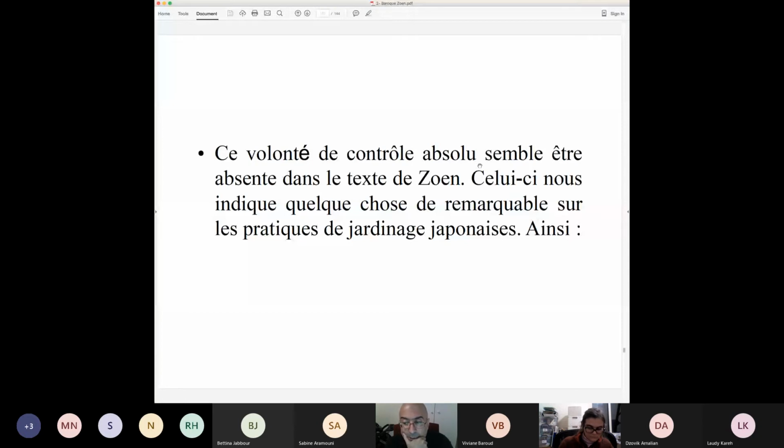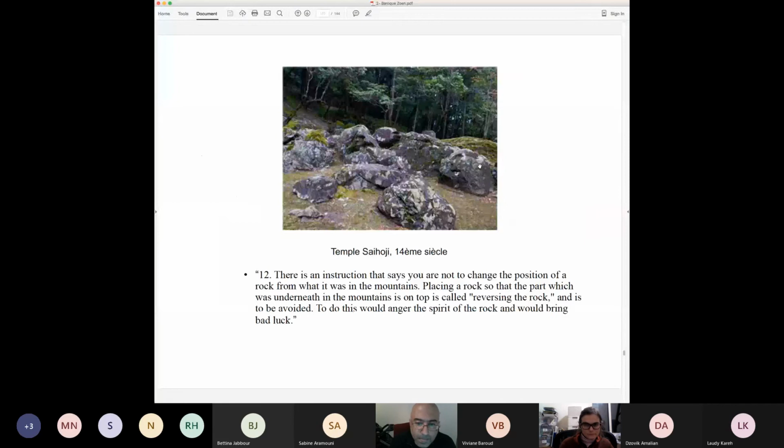Zoen says something absolutely remarkable on the practices of Japanese gardening. This is what he says. And this is, by the way, if you pass by it, would you recognize this as man-made? This is man-made. This is a Japanese garden, temple Saihoji of the 14th century. It's man-made, but it's man-made to look like it's not. And this is absolutely fascinating.